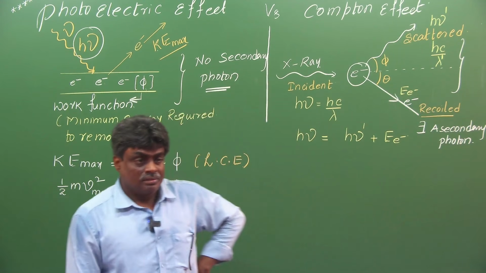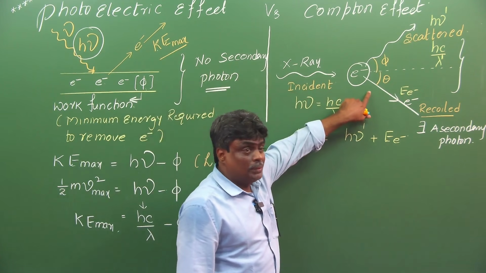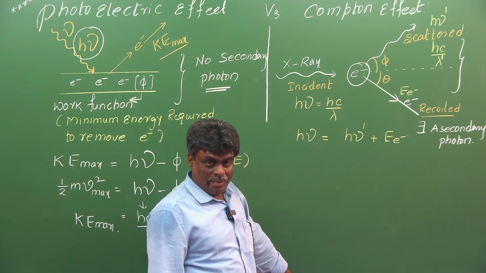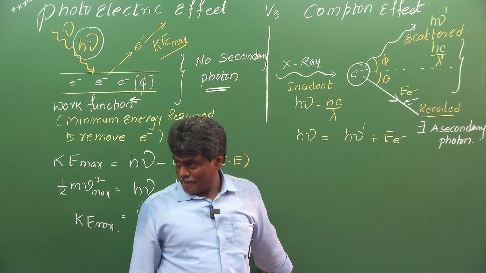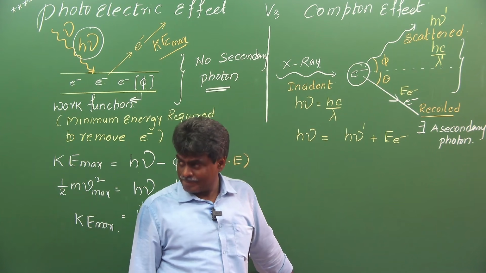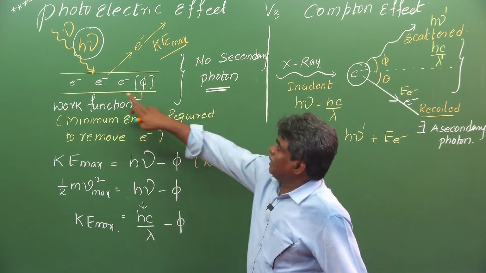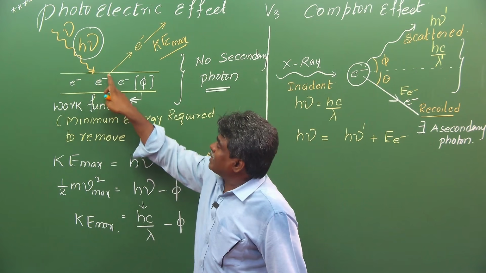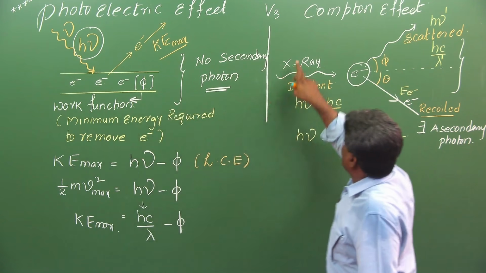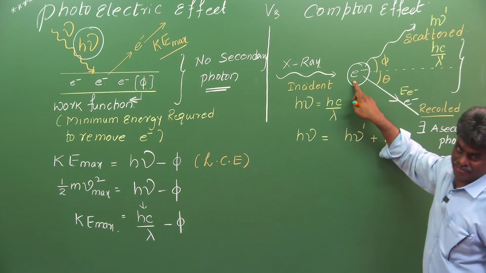Why don't we have a secondary photon here? Why do you have a secondary photon here? Anybody? Their energy is completely absorbed, and in that case energy is not completely absorbed. So what she is saying is, here the energy whatever you are sending is completely absorbed by the electron. Here, the energy you are sending is not completely absorbed by this electron.